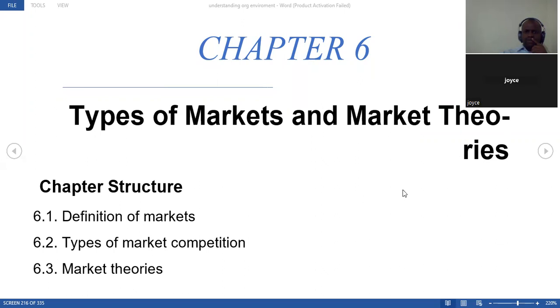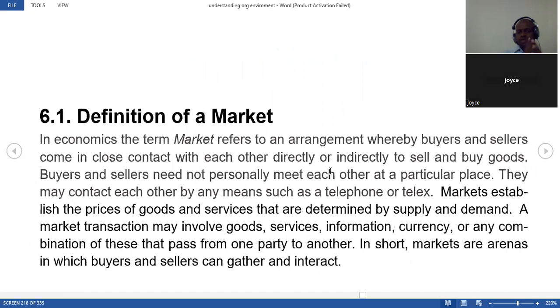Today we will talk about markets and marketing theories. So you need to understand that nowadays every organization operates in a market, and this market helps organizations to be able to understand what exactly happens. For example, we are saying different organizations operate in different markets. And when you look at these markets, you realize that everything that happens in the market is controlled by the forces of demand and supply.